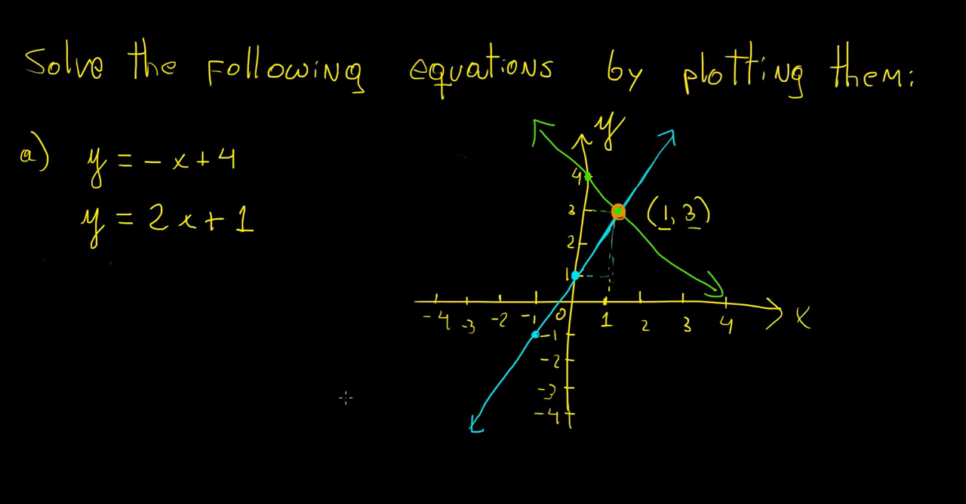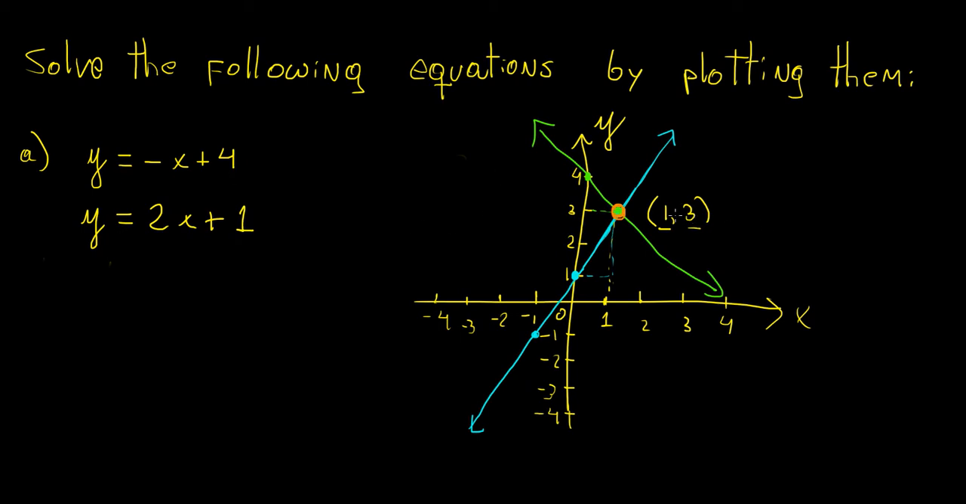Alright, in the last video we saw how we could use a graphical method to find the solution to a pair of simultaneous linear equations. And in this video we're going to be doing some examples to solidify that knowledge. So we're given a set of lines here that intersect at the point (1, 3), and the idea is to find out whether this point actually is the solution to that equation.